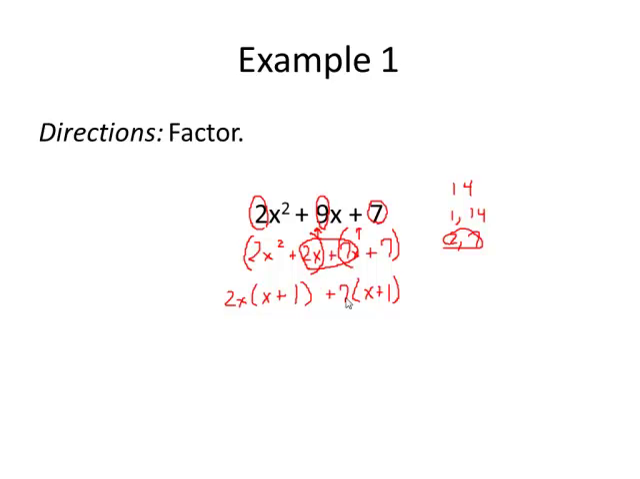And now I can pull out that x plus 1. So I have x plus 1 and 2x plus 7, and it's all factored for me. So this is my answer. I didn't have to use trial and error. Okay. Now, it's not that it's better than trial and error. It's just a different method. It's got its pros and cons, and we'll talk about those at the end.